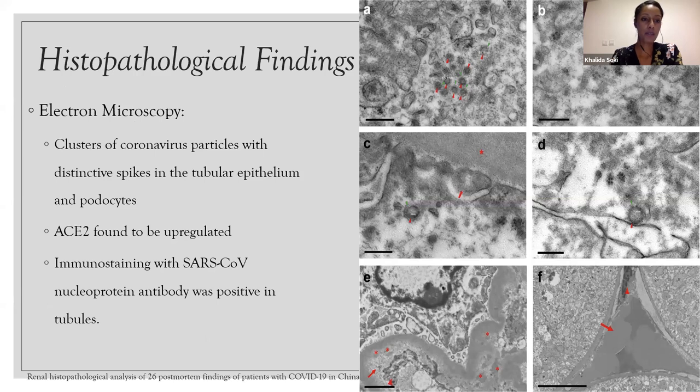And on electron microscopy, there were clusters of coronavirus particles with distinctive spikes that we could see within the tubular epithelium and the podocytes, and ACE2 was found to be upregulated in these patients. Immunostaining with SARS-CoV-2 antibody was positive in the tubules. Next slide.